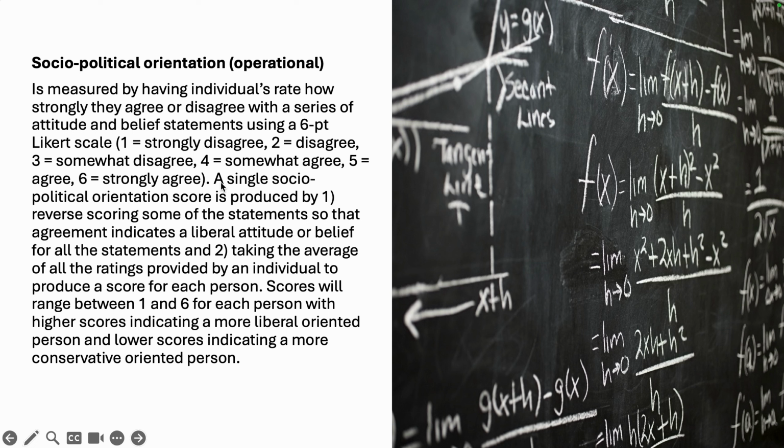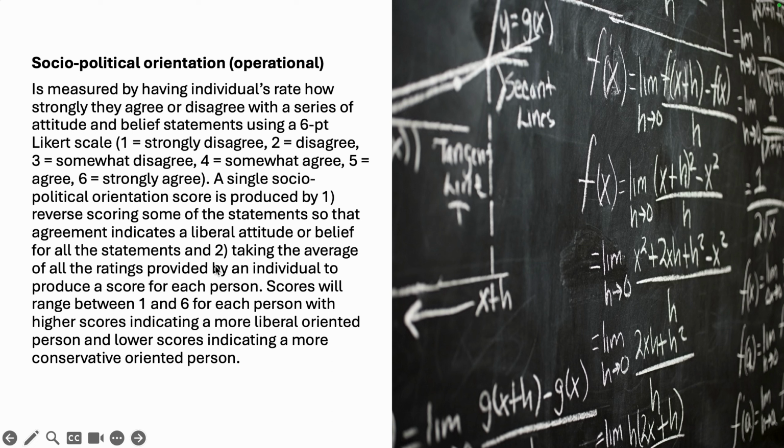So the first step we said was you needed to reverse score all of the conservatively worded statements, things that if you agreed with, you would be more conservative. We had to reverse score those so that they were on the same scale as the liberal statements, so that if you agree, you're more liberal. We reverse score them so that we could take an overall average. So if we reverse score all the conservative statements, then they're on the same scale. I can either add them up or I can take the average. In this case, I'm going to take the average of all the ratings.